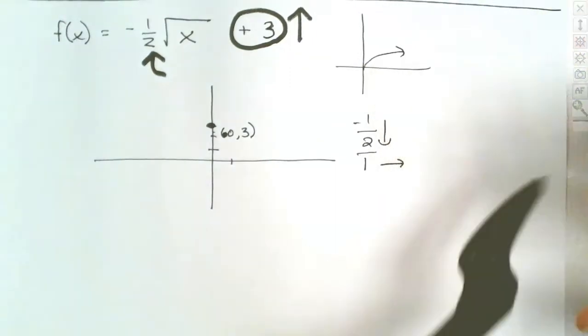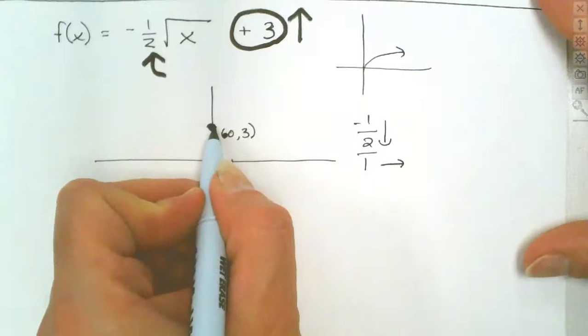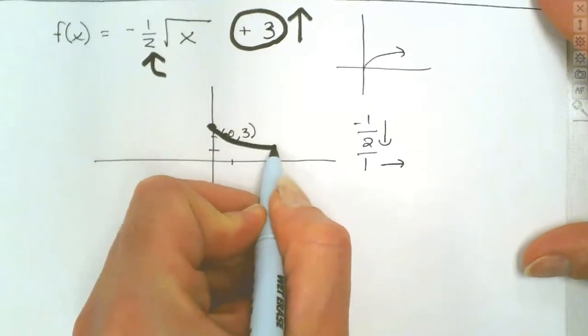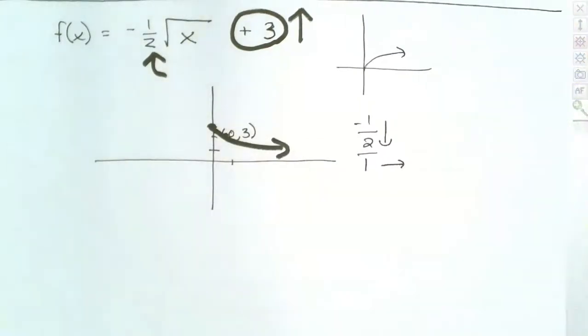Ours is upside down. Why is ours upside down? Because of the negative in front. So there's what your graph will look like. So it's opposite of that one up there because of the negative, so it flipped over, and we moved it up 3 units.